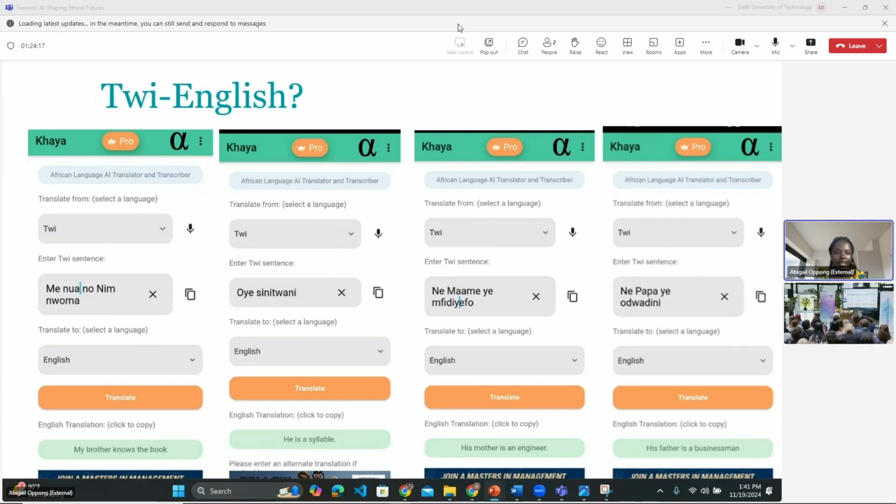And we also have the Kaya app, which is built by the Ghana NLP community. I also tried it, and I realized that it's having the same issue. So it became a task for me as a woman to investigate this issue further.